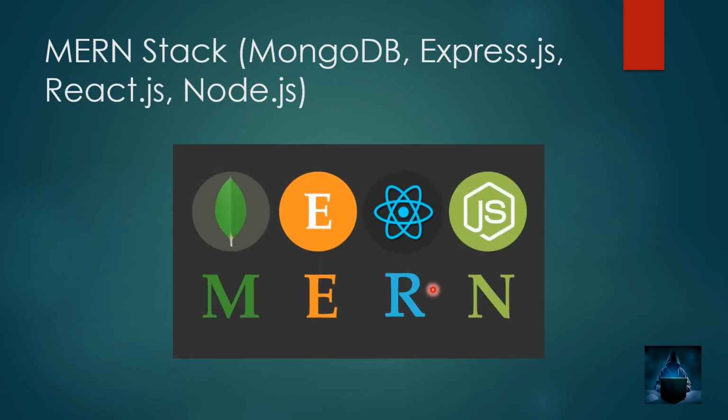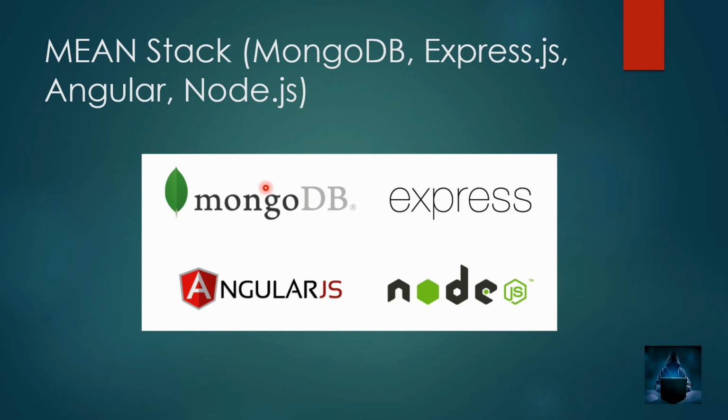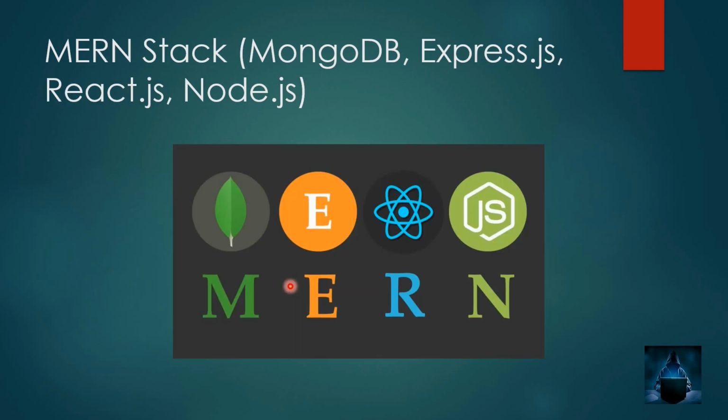Next, similar to this, we have one more thing called MERN stack, where MERN stack includes MongoDB, Express.js, React.js and Node.js. So here, instead of AngularJS, we are going with React.js, right? So preferably you can choose any one technology out of these, MEAN stack or else MERN stack, right? It is based on the user's wish.